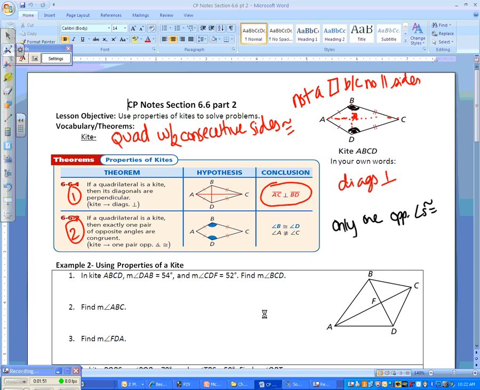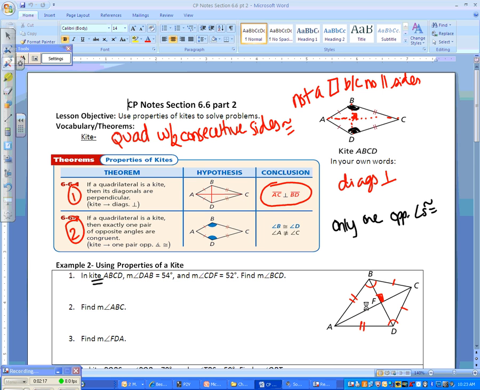The first type of question that they're going to ask you in your homework talks about the angle measures. So again, they tell you it's a kite. Whenever you see kite, I want you to do the tick marks. So I know this side's going to be congruent to this side, and I know this side's going to be congruent to this side. And I want you to put that the diagonals are perpendicular, and I want you to put that angle B is congruent to angle D. So this kite looks a lot like that kite.